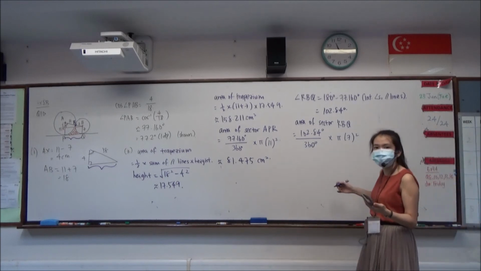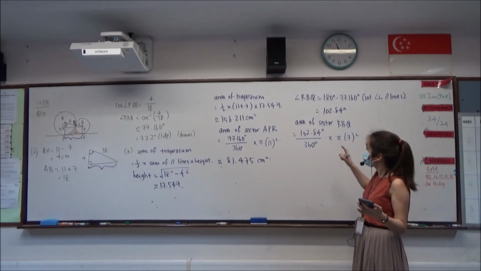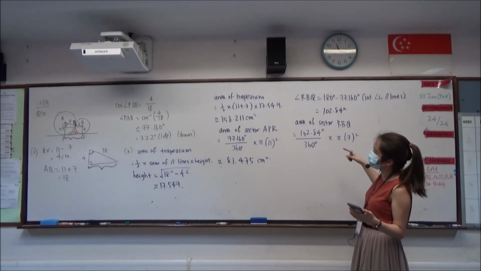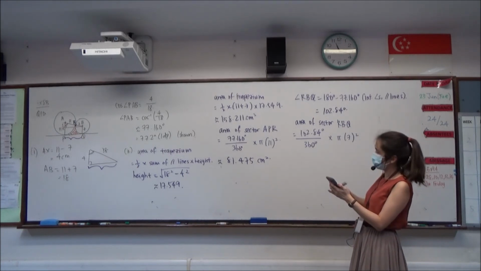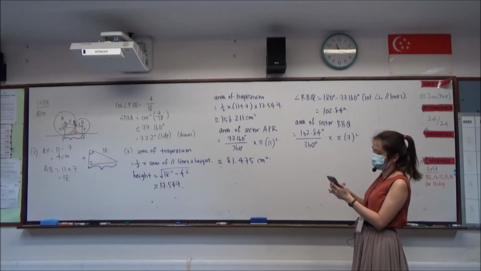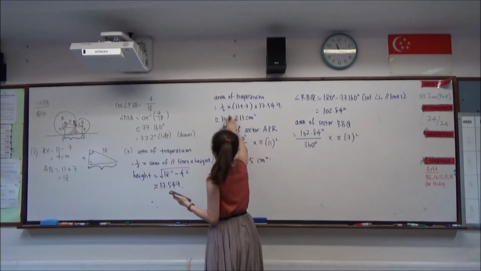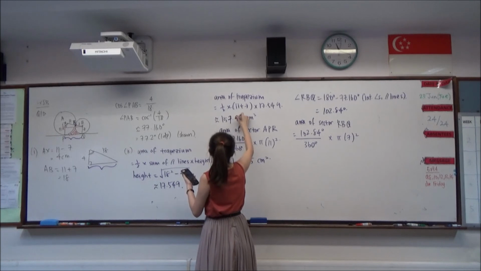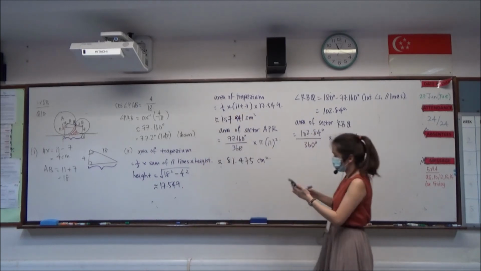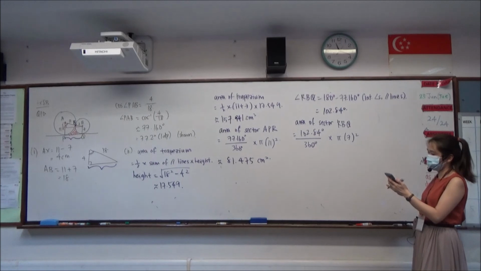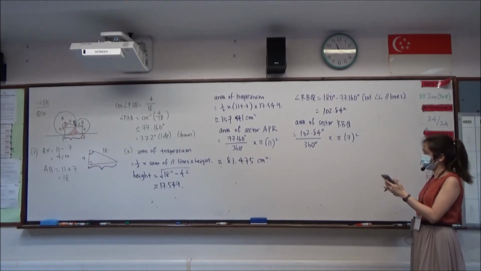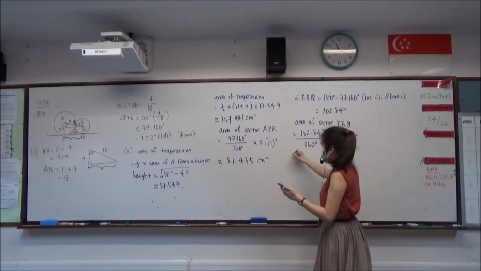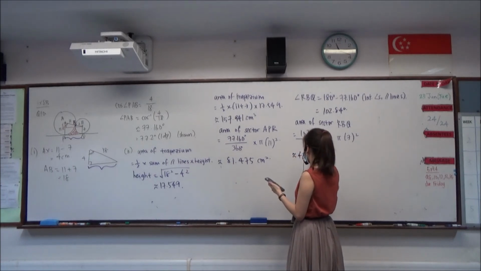Yep, sorry. Half times, did I get it wrong? 11 plus 7, right? Did I press wrongly? 18 plus 17 is times 17.549. We get 157.941. Thank you. Okay, so then this one times pi times 49, we get 43.974.